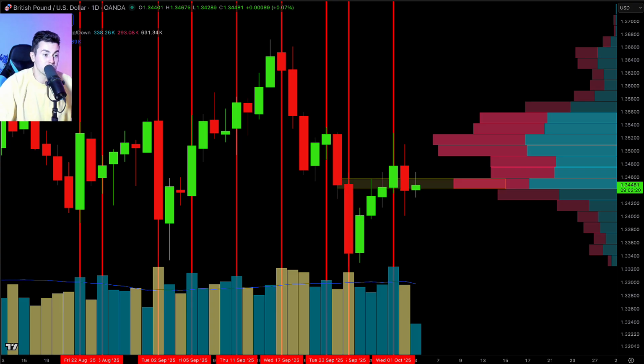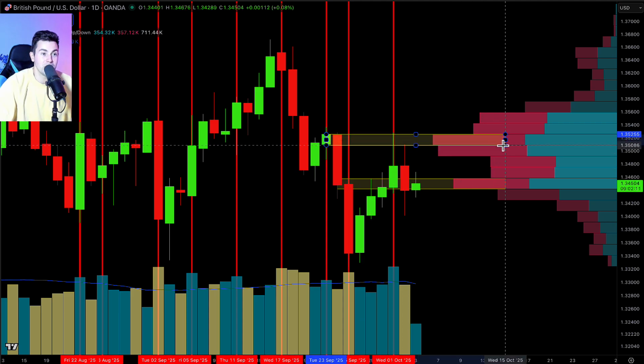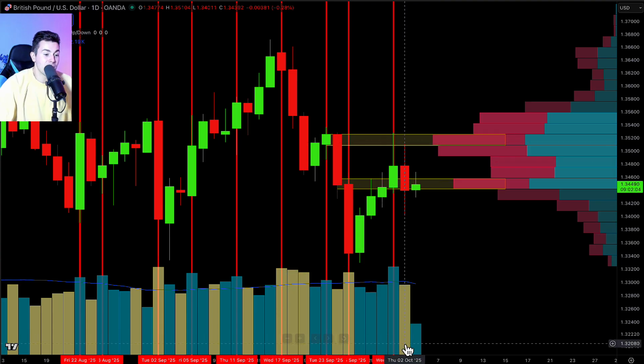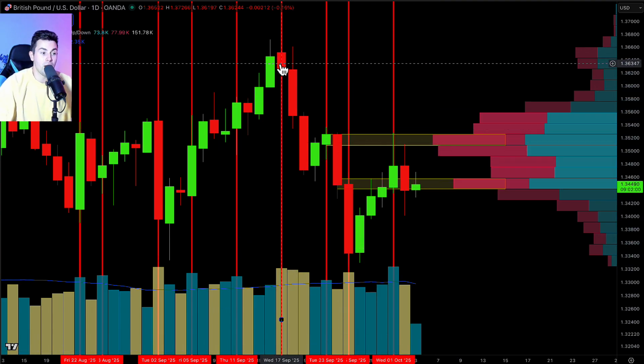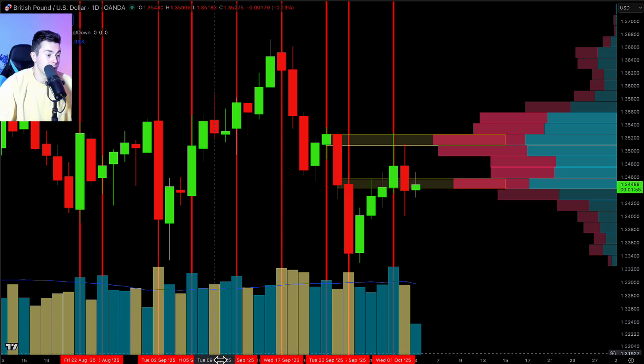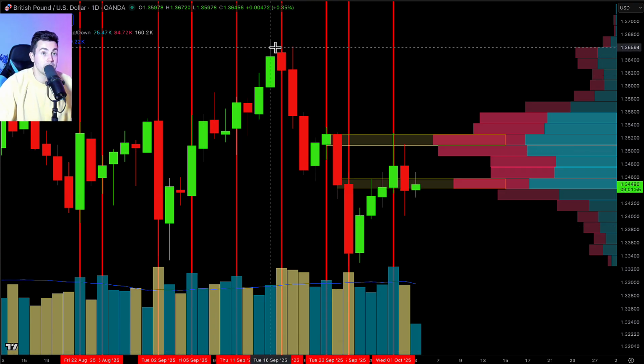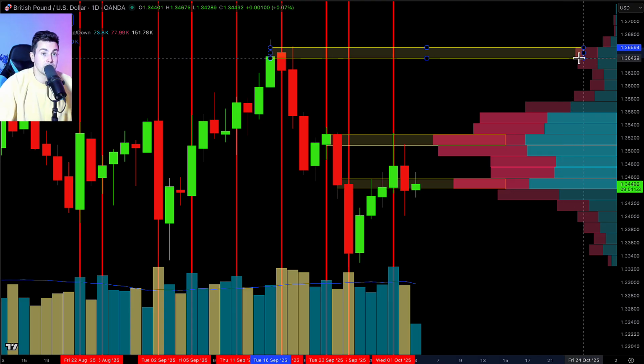Our third volume spike is right here, and analyzing this candlestick, we can easily spot our next significant liquidity zone. Here it goes. Then we have a volume spike right here when the market was approaching the highs. We got a significant volume spike, and analyzing a volume profile, here will be our next liquidity zone.